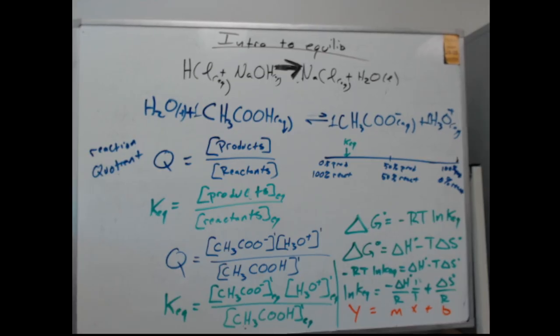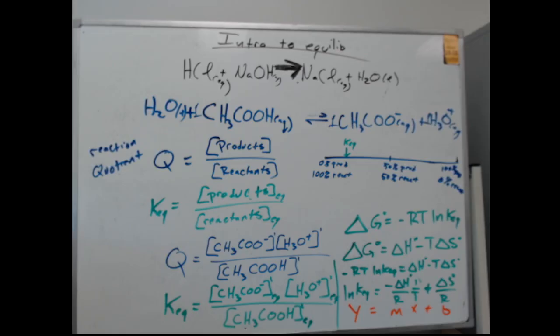We can make a linear plot out of this. If we measure the equilibrium constant at many different temperatures, we can make a linear plot to figure out delta H and delta S. Or if we know delta H and delta S, we can use many different temperatures to find the equilibrium constant.